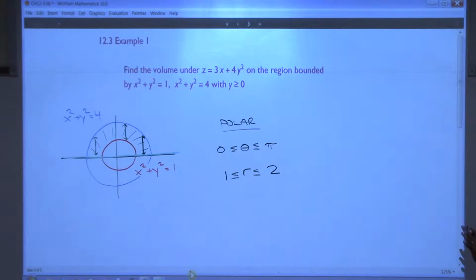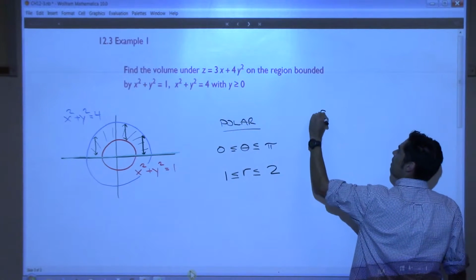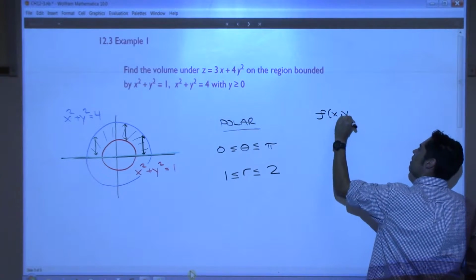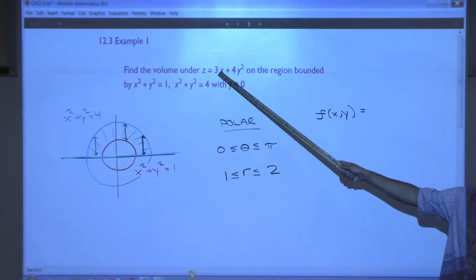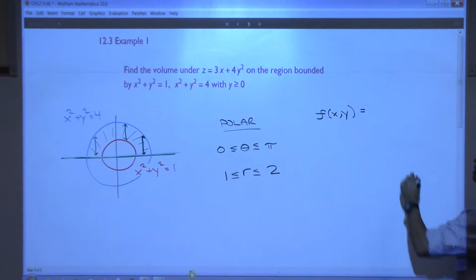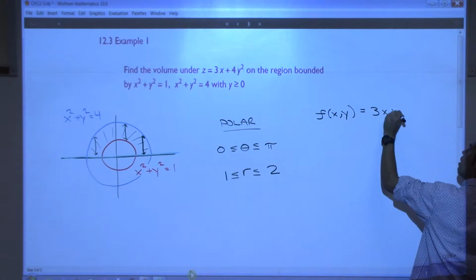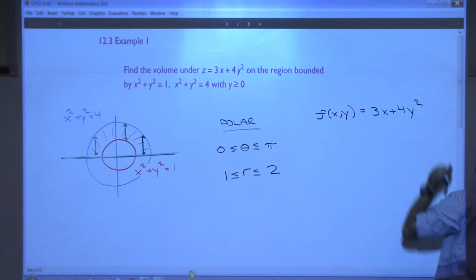Okay, so we've got the region under control, I think. What is the function f of x, y that we are going to integrate? It's this right here, right? Solve for z, but it's already solved for z. So 3x plus 4y squared.